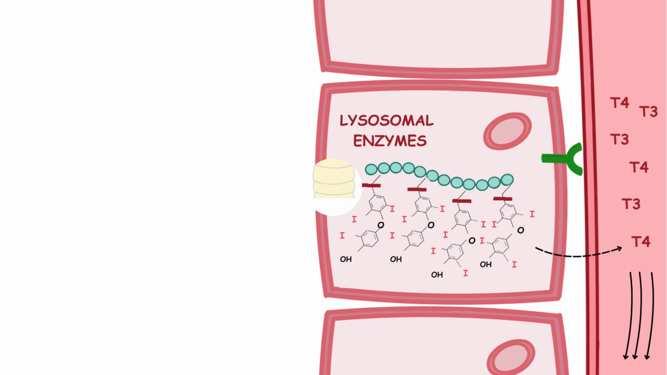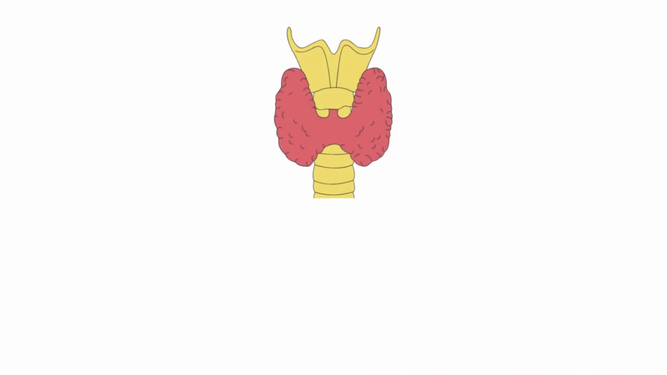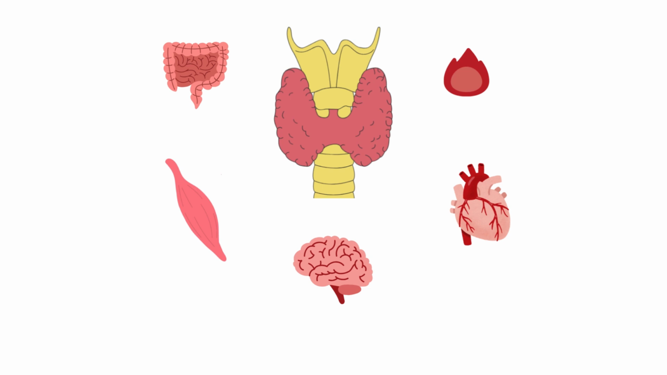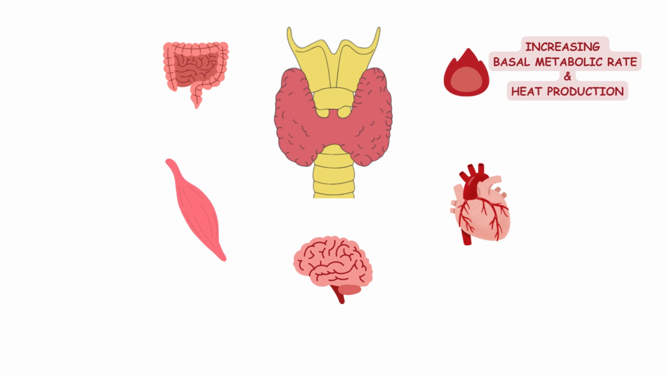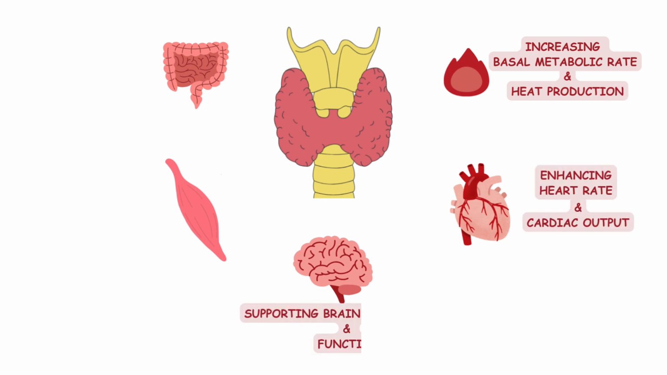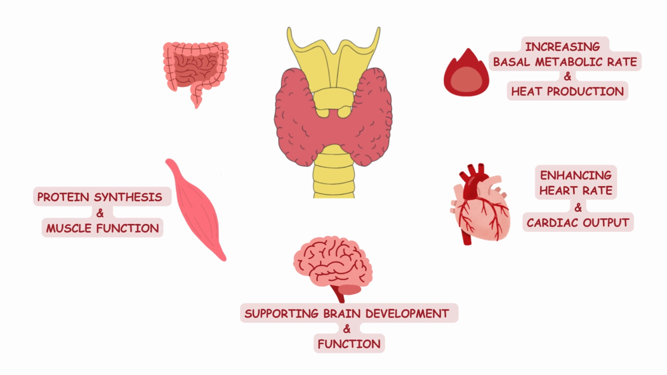Thyroid hormones play a crucial role in multiple physiological processes, including increasing basal metabolic rate and heat production, enhancing heart rate and cardiac output, supporting brain development and function, regulating protein synthesis and muscle function, and facilitating digestion and glucose metabolism.